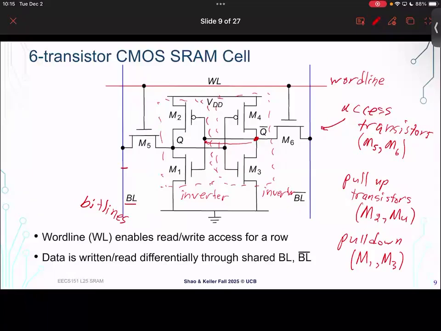Okay, we're going to go into much more detail into exactly how the write and read operations work in a second. But first of all, are there any questions about the bit cell so far or how it's wired up?